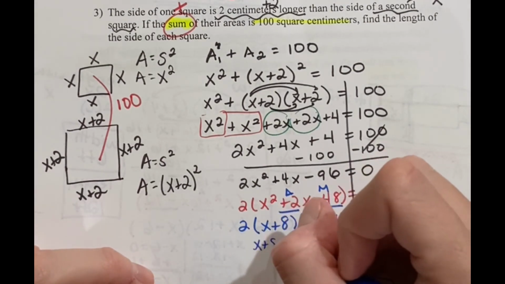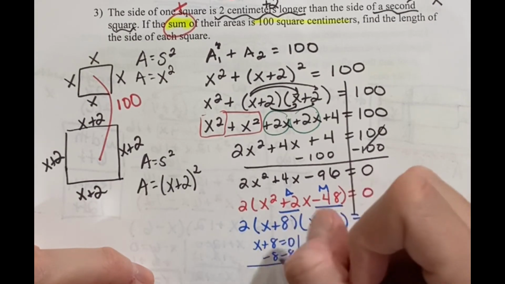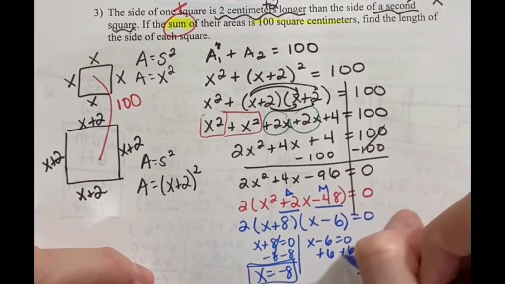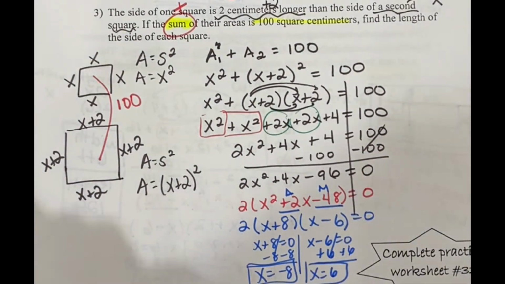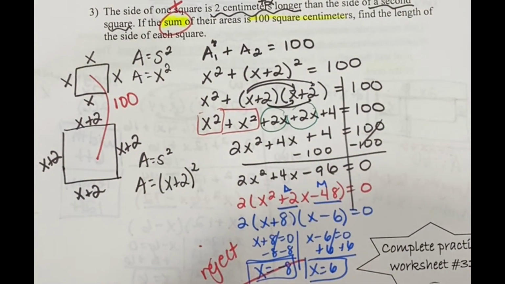We solve here and set each of these equal to 0. And I get x equals negative 8. And I get x equals 6. My negative 8, I can't have a negative length, so that gets rejected. So then they want you to find the length of the side of each square.